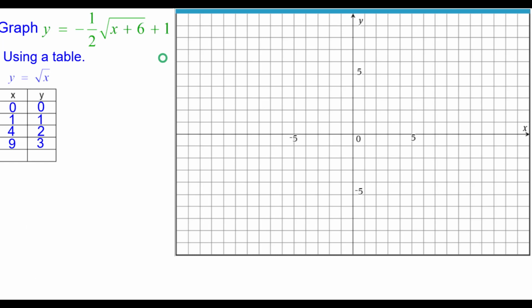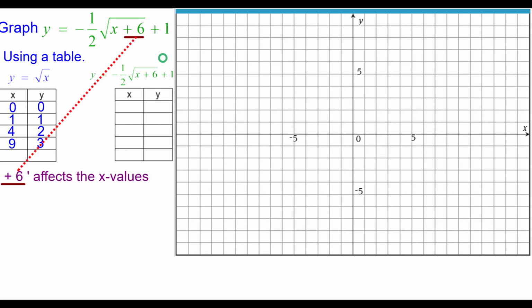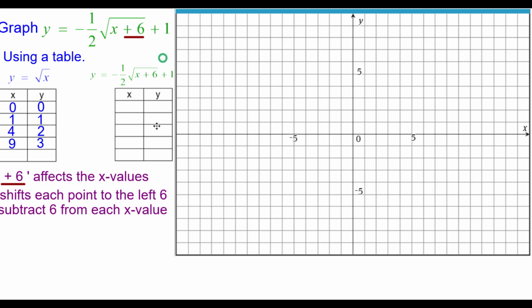These are our 4 values we normally use in the square root of x graph. That plus 6 inside the function affects the x values. So we need to shift each point to the left 6, and to accomplish that we subtract 6 from each x value to get them to the left 6 units. So 0 minus 6 is negative 6. We ask that you finish those values right there. Press pause to do that. Resume when you're ready.